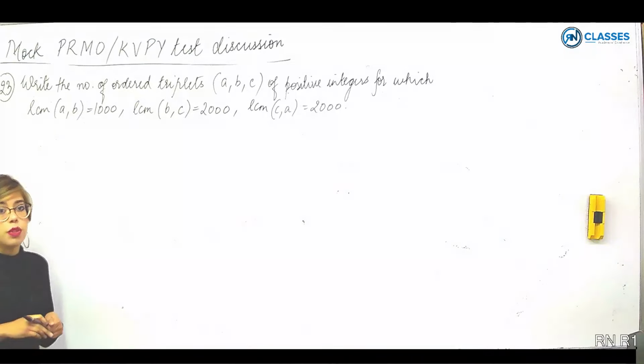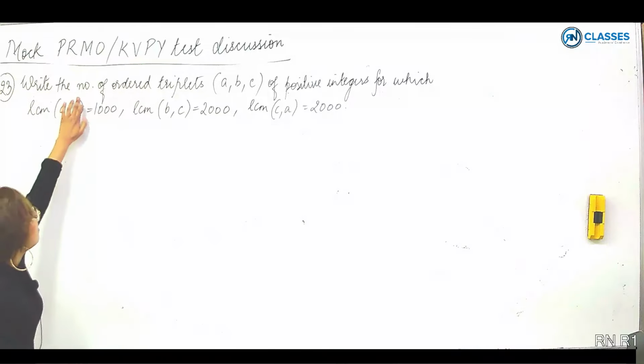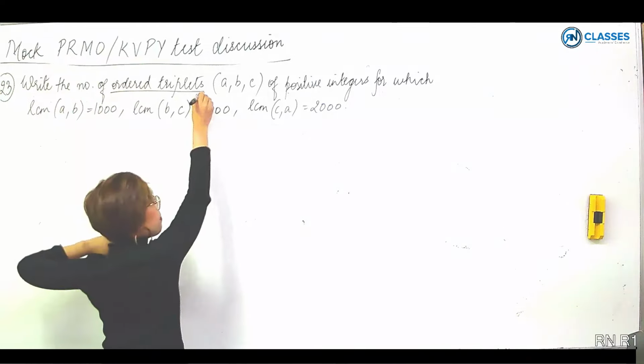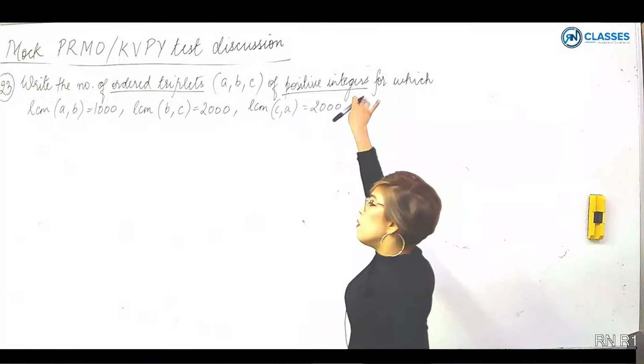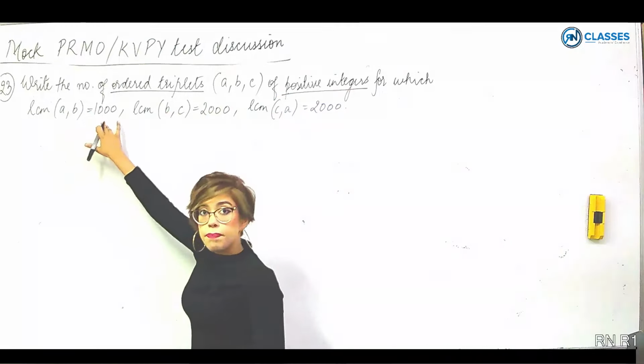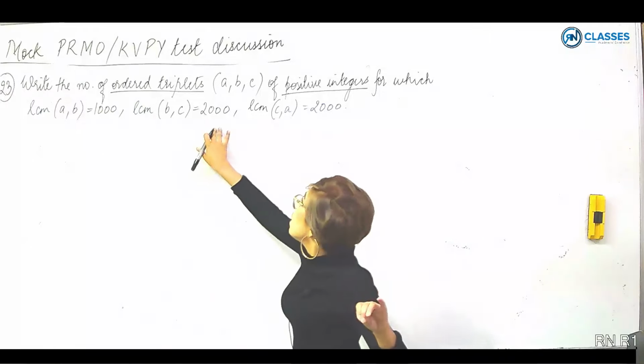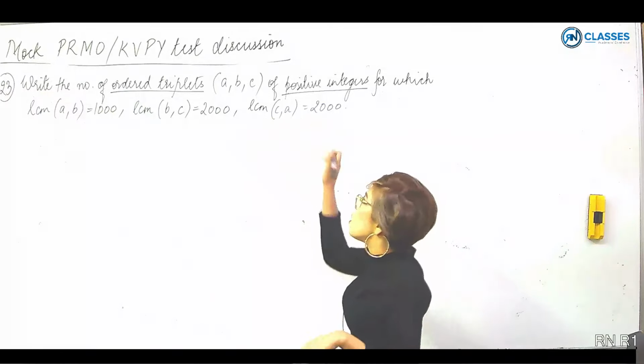Alright, on to the next question. He says, write the number of ordered triplets a, b, c of positive integers for which the LCM of a, b is 1000, LCM of b, c is 2000, LCM of c, a is 2000.